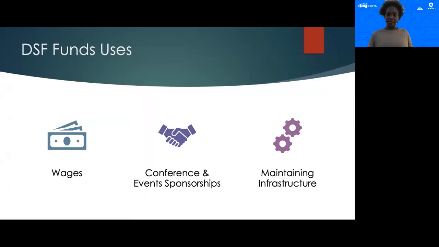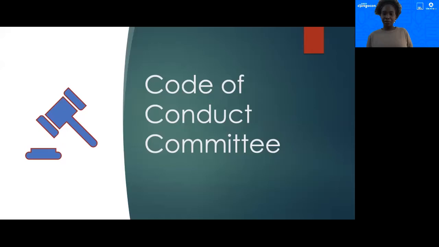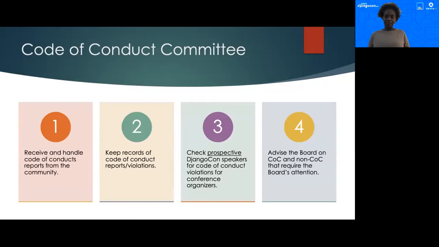The next committee to talk about is the Django Code of Conduct Committee. These are part of Django's unsung heroes, who are not as frequently mentioned as the DSF board members or technical board members. The Code of Conduct Committee consists of a group of volunteers who handle reports of code of conduct violations in Django spaces on behalf of the DSF board.